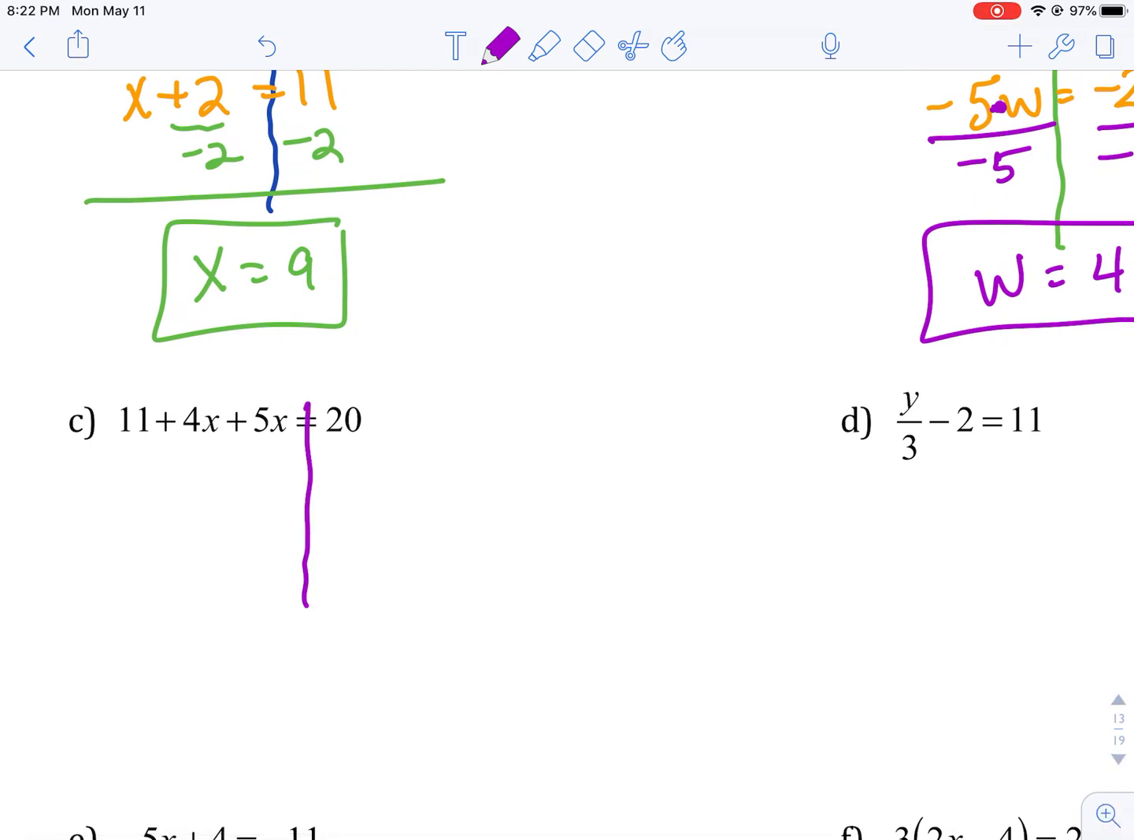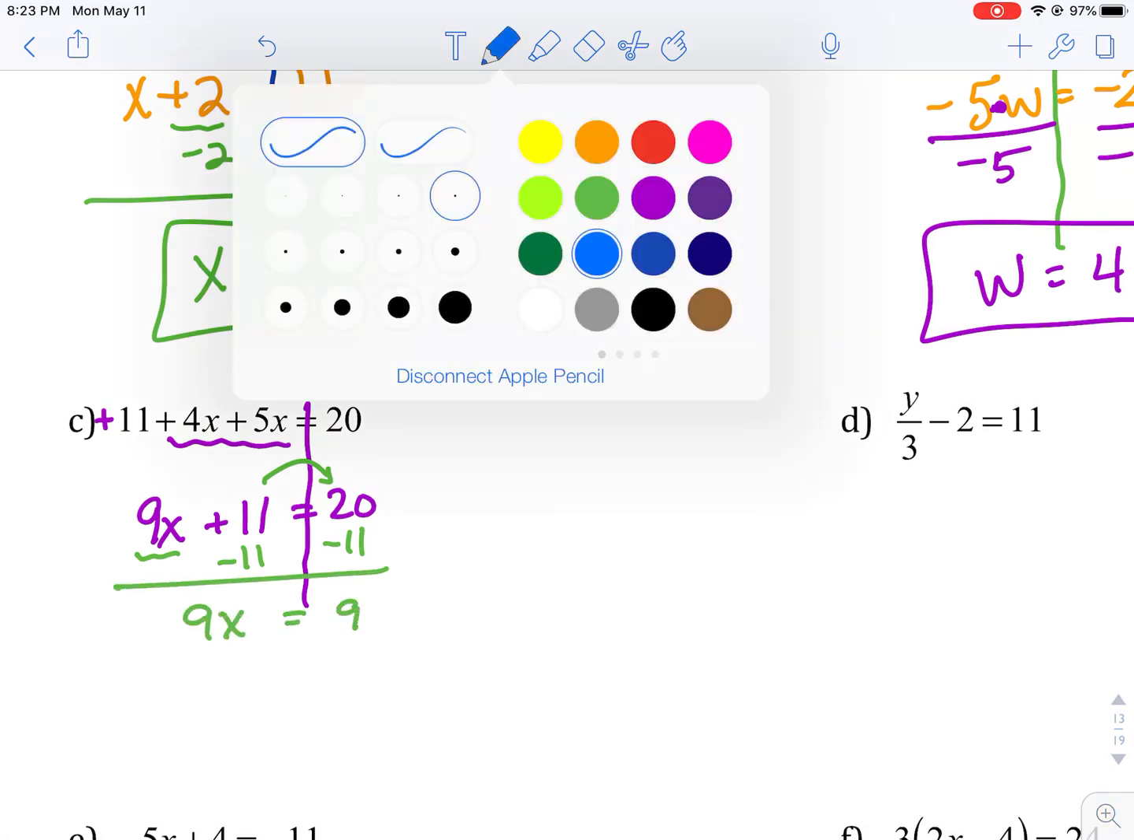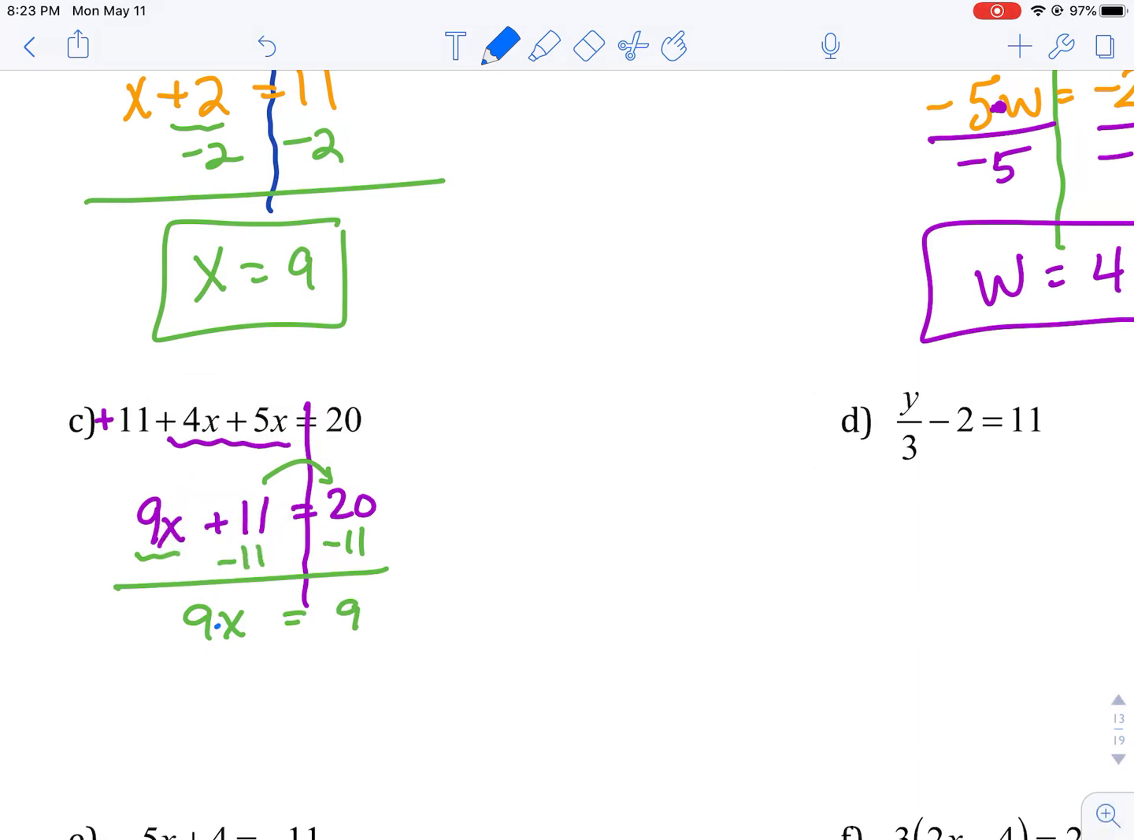Okay, so if you look at letter C, again, looking for like terms, you notice that you've got a 4x and a 5x. They're both positive. So when I add those together, that gives me 9x. And then we also have an 11, which is positive, right? There's a plus sign in front of there realistically. It's a positive 11, and that has to equal 20. Again, we've got to first get that 9x by itself. So that means we need to move that 11 to the other side, and we do that by subtracting. So that gives me 9x equals 9. Now remember, there's a multiplication sign in between there, so the opposite of multiply is to divide. So I divide both sides by 9, and we get x equals 1.